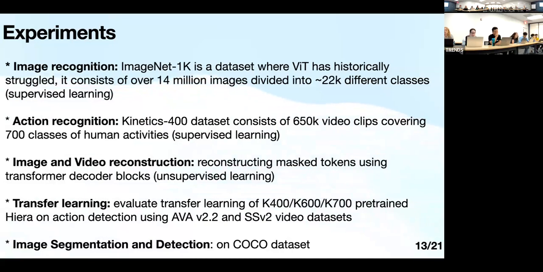But then they also tried to do image and video reconstruction. And they wanted to do some transfer learning, where they would train the model on one data set and then try to do action detection on a separate data set. And then they wanted to try doing image segmentation and detection on the COCO data set.